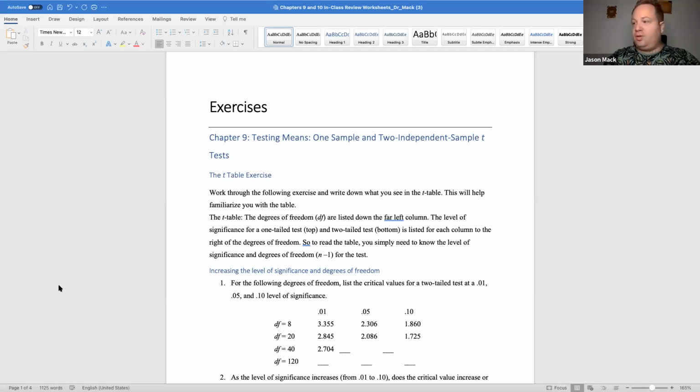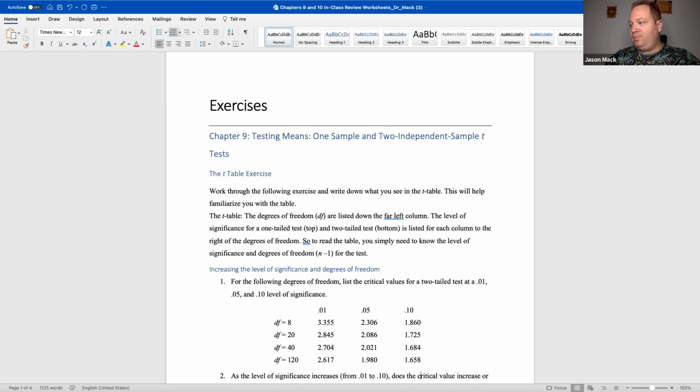Okay, perfect. So that's 2.704. And then this one is going to be 2.021. And then this one is going to be 1.684. Again, the unit normal table is totally posted, in case you have any problem locating it in your textbook. Degrees of freedom 120: 2.617 for the 0.01 level of significance, this is 1.980 for the 0.05 level of significance, and this, of course, is 1.658.